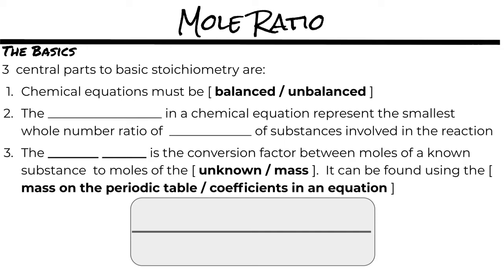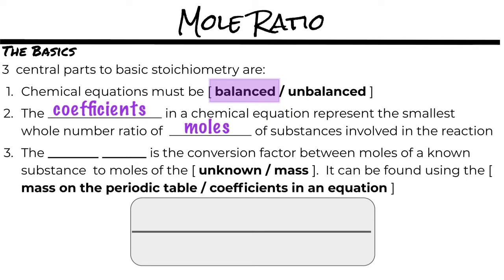In solving stoichiometry problems, there are three parts to basic stoichiometry. One, chemical equations must be balanced. That's why we spend a lot of time learning to balance chemical equations. Two, the coefficients in a chemical equation represent the smallest whole number ratio of moles. Remember, we use moles because atoms are really, really small.